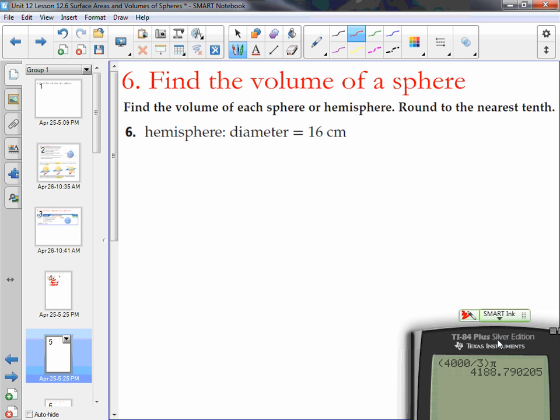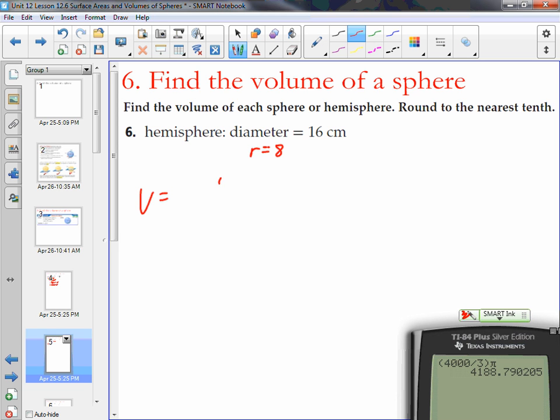Number 6. All right, they're really tricky here. It's a hemisphere. Now, I didn't give you a formula for the volume of a hemisphere. It's half, right? Now, they don't give us the radius, they give us the diameter, but if the diameter is 16, the radius is 8. So, when you take the volume, here's the way I like to do it.